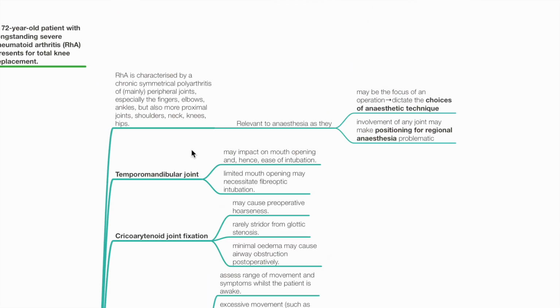Rheumatoid arthritis is characterized by a chronic symmetrical polyarthritis of mainly peripheral joints, especially the fingers, elbows, ankles, but also more proximal joints, such as in the shoulders, neck, knee, and hips. This is relevant to anesthesia as they may be the focus of an operation, which dictates the choice of anesthetic technique, and the involvement of any joint may make positioning for regional anesthesia problematic.